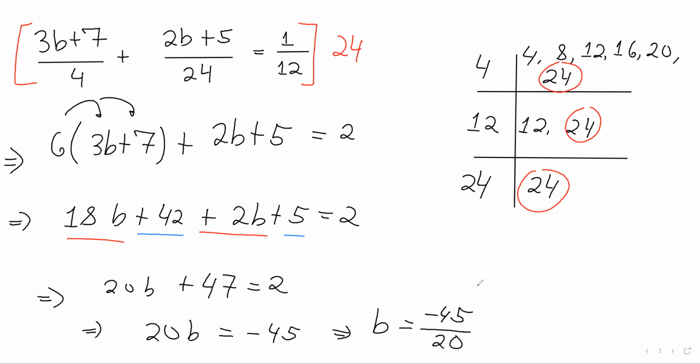Let's see, can we simplify that? Both the numerator and the denominator are divisible by 5. So that leaves us with, let me change colors, negative 9 over 4. Good. And of course, so yeah, notice how that works out.